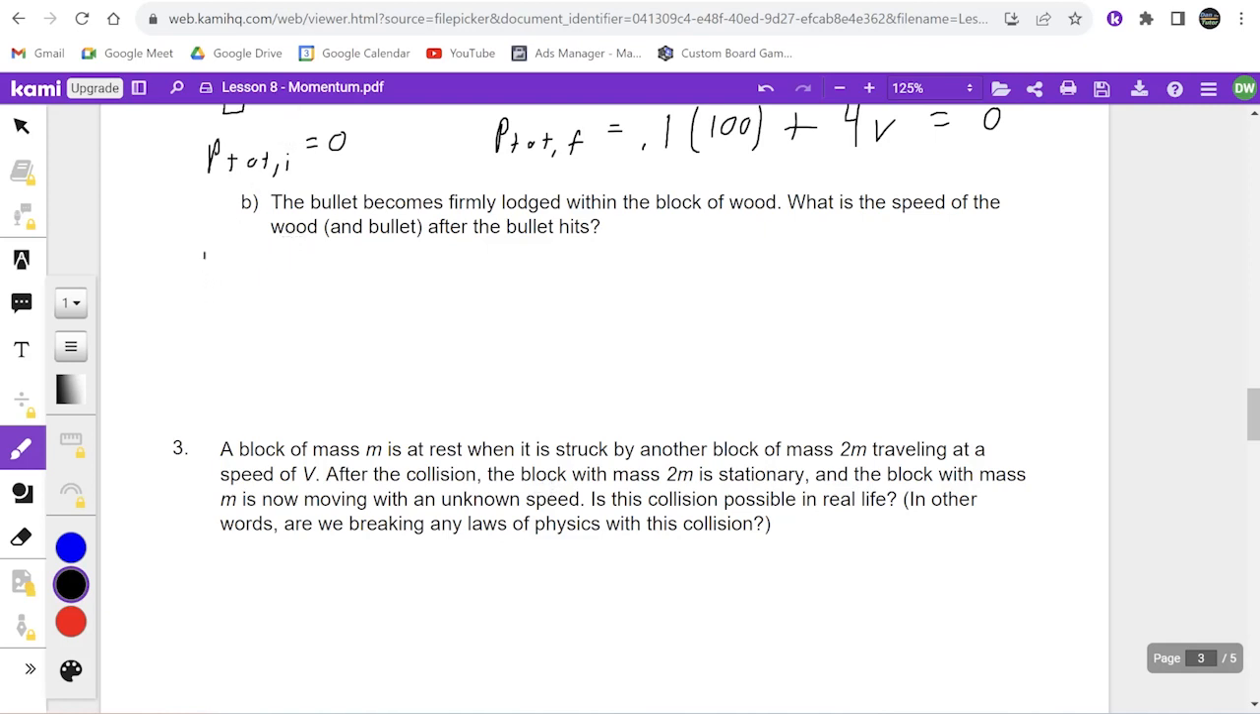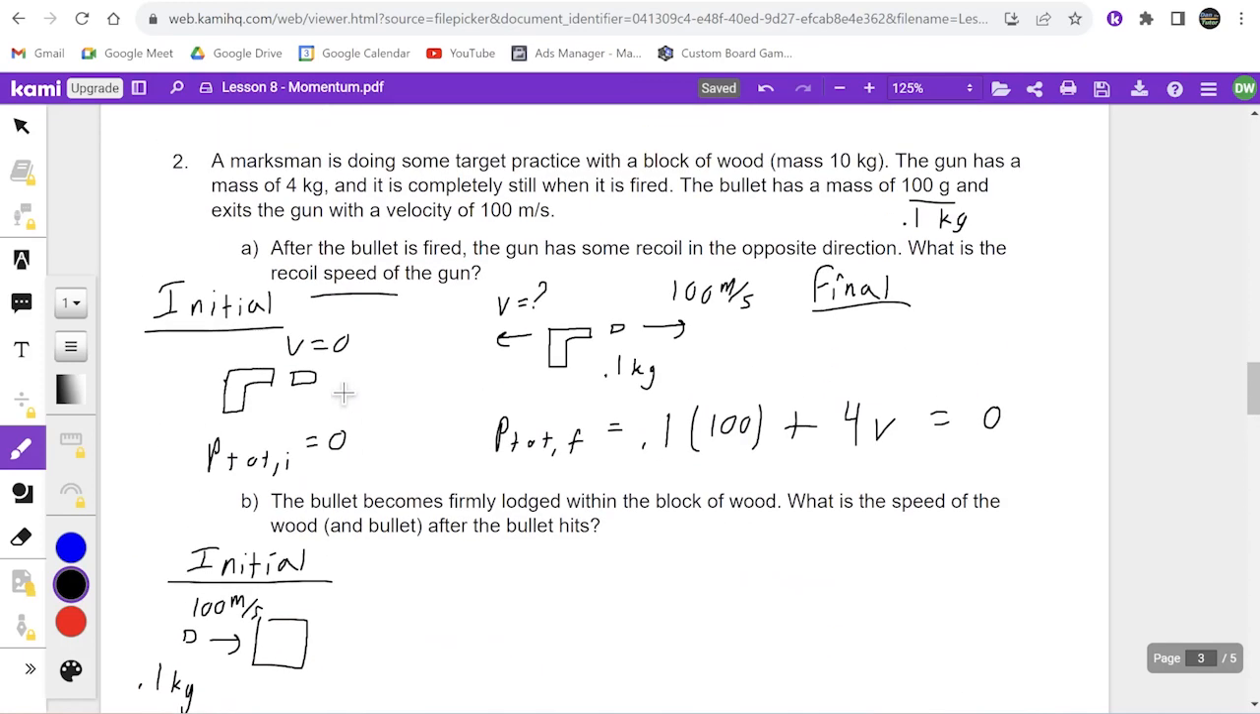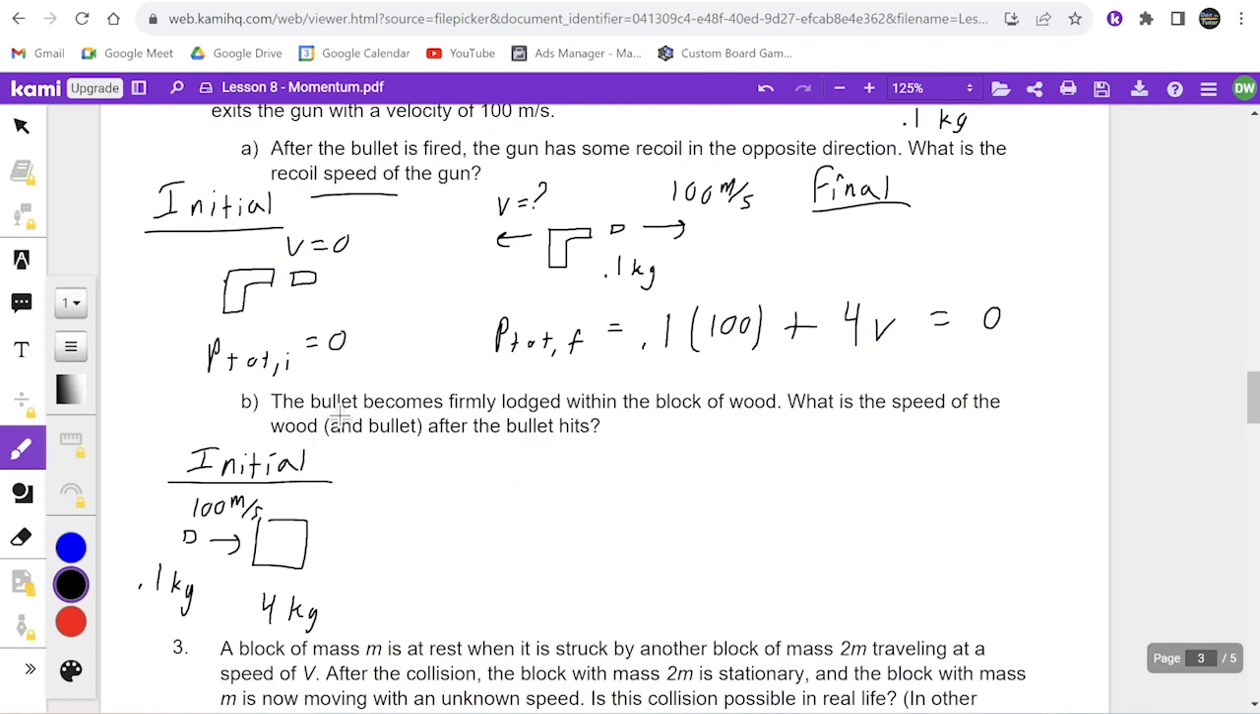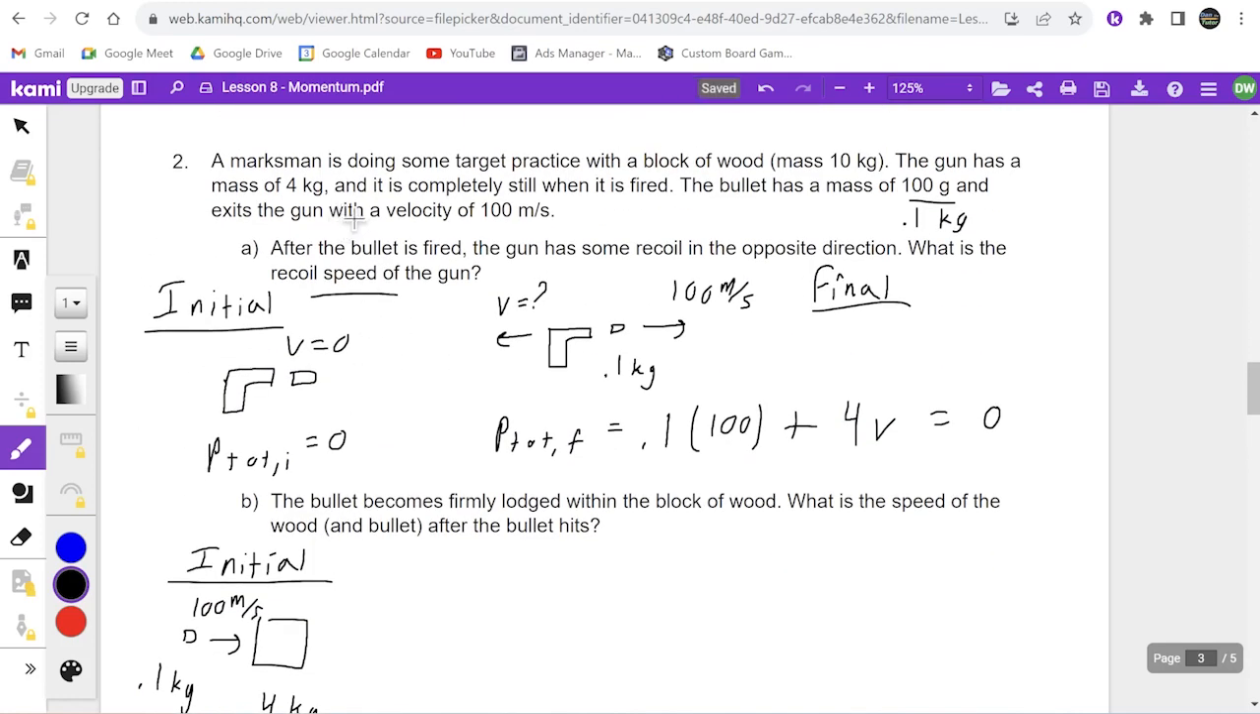So when I draw the initial, it's going to be the bullet right before it hits the block of wood. Again, the bullet is 0.1 kilograms, same speed, 100 meters per second. The mass of the block is, I think it was 5 kilograms. 4 kilograms, never mind. Or was that the gun? It might have been the gun. Oh, the gun is mass 4.